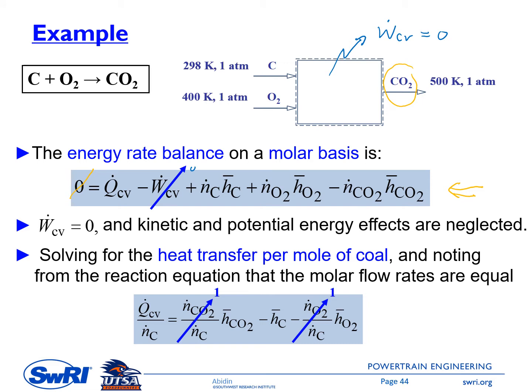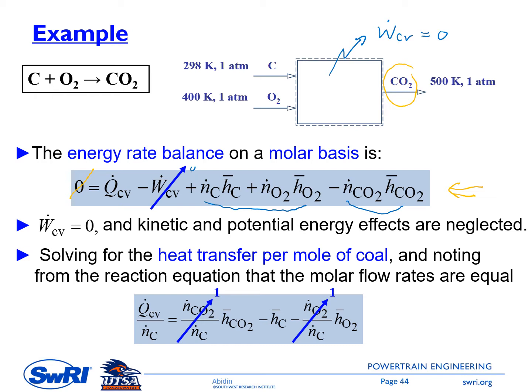And then we have Q dot CV. And then the next one here, this is the inflow energy. So one is from the carbon flow, second one is from the oxygen flow, and this is the outflow energy, so due to the CO2. So once again, W dot CV equals 0, and we can also ignore the effect of kinetic and potential energy. And then solving for the heat transfer per mole of coal, and noting from the reaction equation that the molar flows are equal. So you can see in here the molar flows are equal.